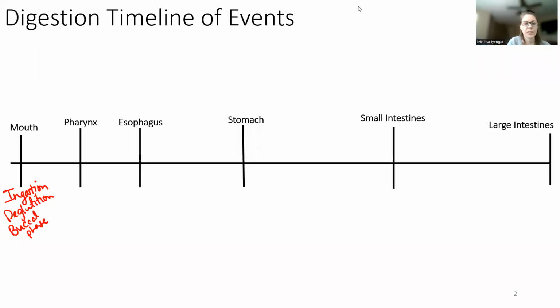Okay, so we looked at ingestion, deglutition, the buccal phase. Now let's do this. Let me hide that one. Let me hide this one. We're going to look at what's happening in the pharynx. Okay, so the pharynx, its job is propulsion. That part of propulsion is basically deglutition. And this is going to be the pharyngeal phase.